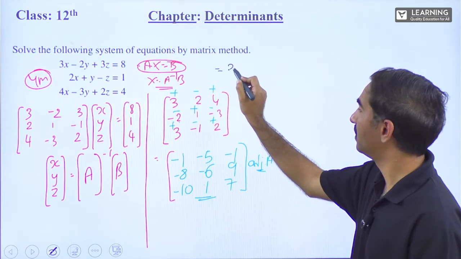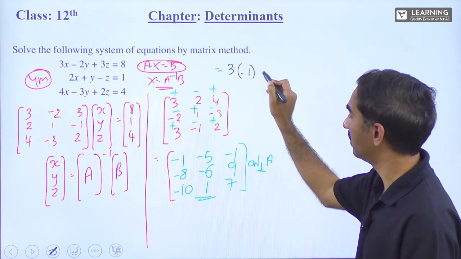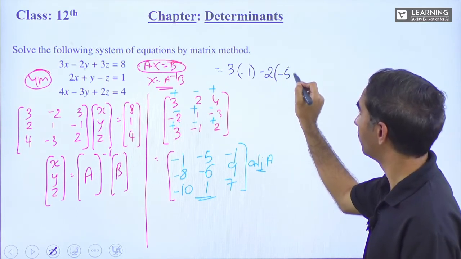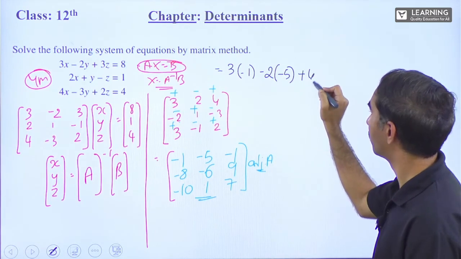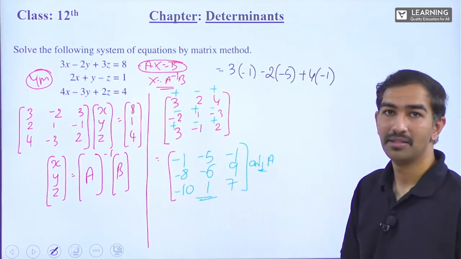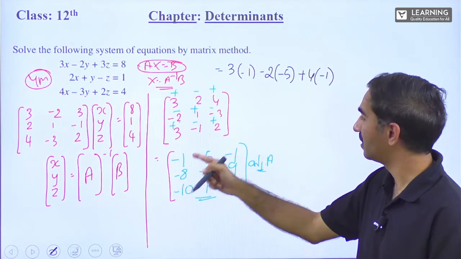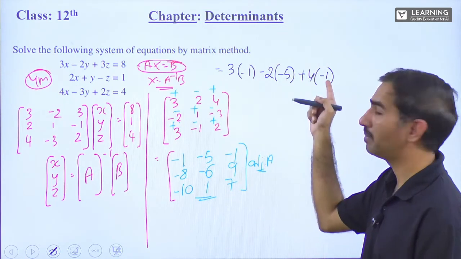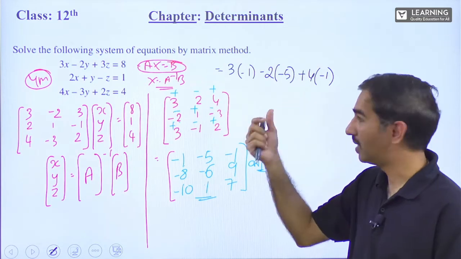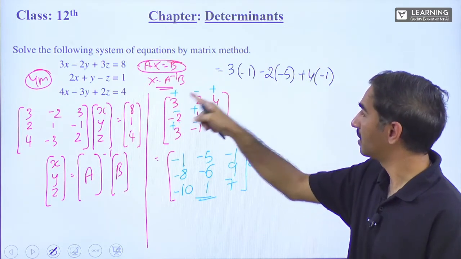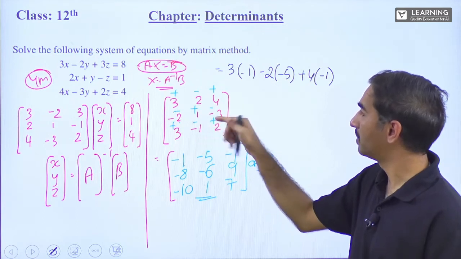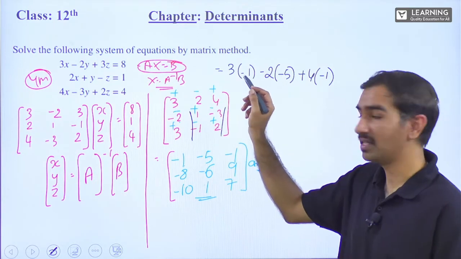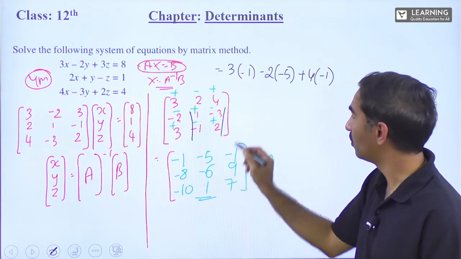So the determinant of A will be 3 of minus 1, minus 2 of minus 5, and plus 4 of minus 1. So how did I write it very quickly? Same thing. See, minus 1 I have written here, same thing, minus 1. Minus 5 I have written here, minus 5. And minus 1 I have written here, minus 1. So we can take this directly, students. Why? Because the 3 that we have written here, plus also we have written. So this determinant, 2 minus 3, that is minus 1. Same thing. So these things only you can substitute.